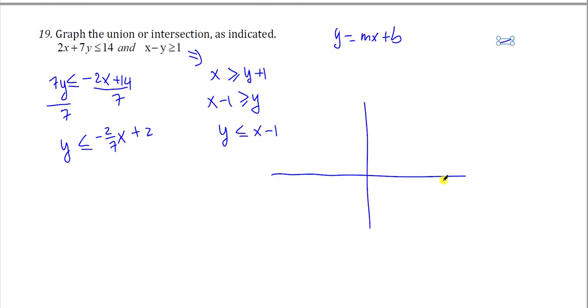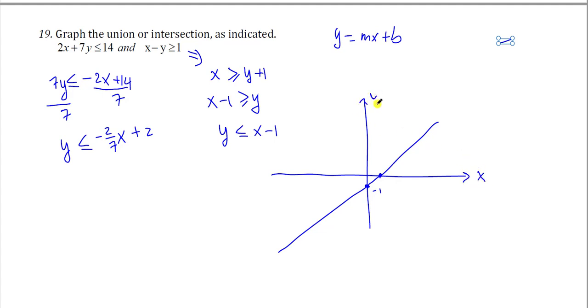Okay, we are drawing this line first. Minus 1 is the y-intercept right here. The slope is 1, so go up 1, go to the right by 1, and plot another point. This includes the equal sign, so we are using the solid line. Now this line divides the plane into two areas, this upper half and this lower half.